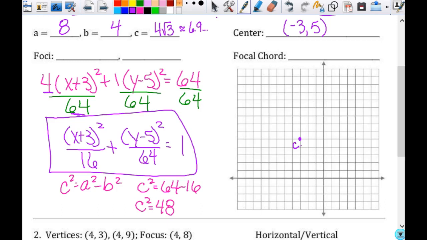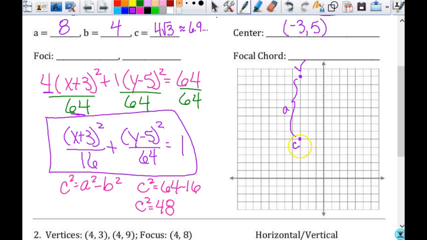All right, so there's my C. Now, since I know it's a vertical orientation, before I find the vertices or the foci or anything else, can I go ahead and plot them? I can take C. If I know that this is a vertical orientation, from C, A is 8, right? So if I go 1, 2, 3, 4, 5, 6, 7, 8, what point is that? This right here is the length of A. So what is this point? Is it a vertex, a co-vertex, a focus point? It's a vertex. That's one of my vertices.